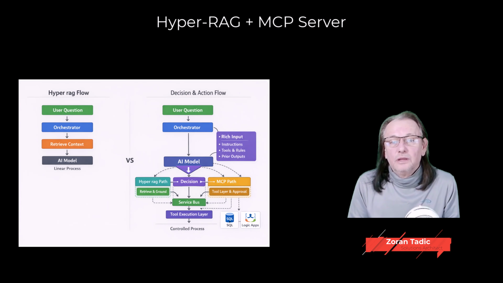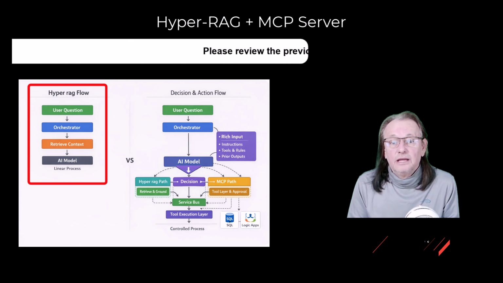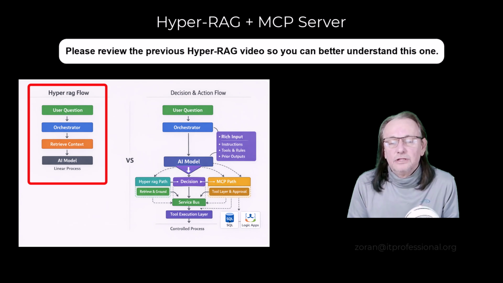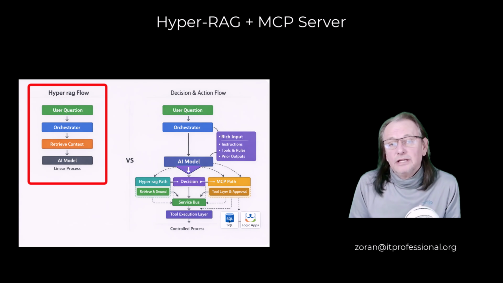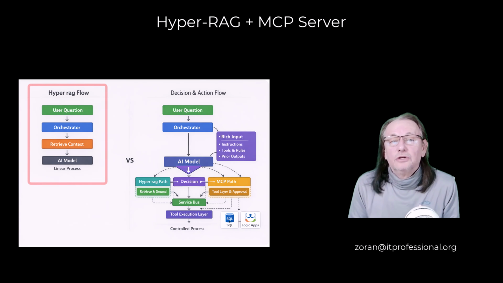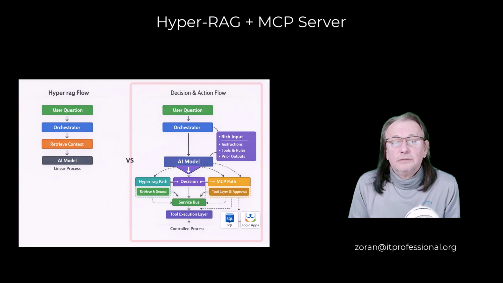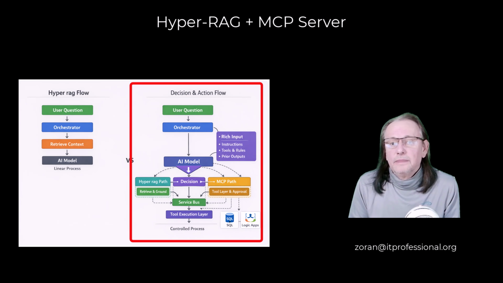In the previous video, I showed how Hyper-RAG works and how it helps an AI system find the right business context, understand it well, and then return a grounded answer. But in practice, that is only part of the picture. If we want a serious AI system, it is not enough for it to only give good answers. It also needs to be able to use tools in a controlled way, access data, and when allowed, carry out a real action. That is where MCP, Model Context Protocol, comes in.